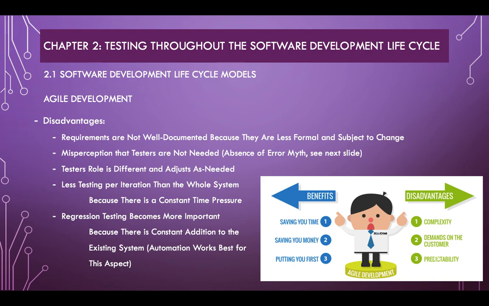Agile development has some disadvantages as well. These disadvantages include 1, requirements are not well documented because they are less formal and they are subject to change. 2, there is a misperception that testers are not needed, which goes back to the absence of error myth again. 3, the roles of the testers can be different and adjust as needed, which requires flexible personalities. And 4, there is less testing per iteration because there is less time with more coverage to test, and each cycle has constant time pressure.